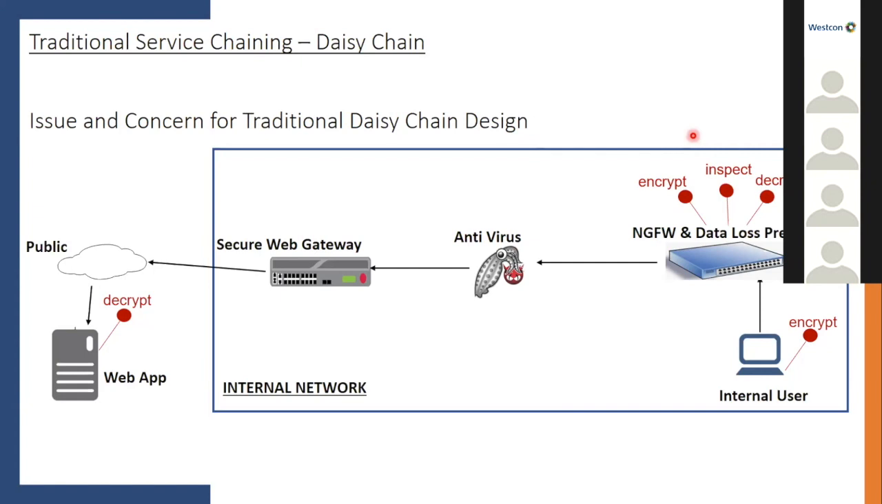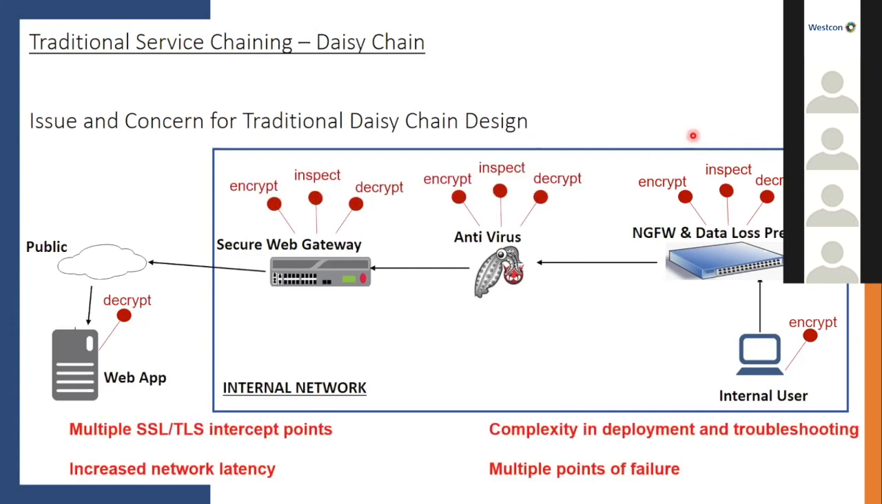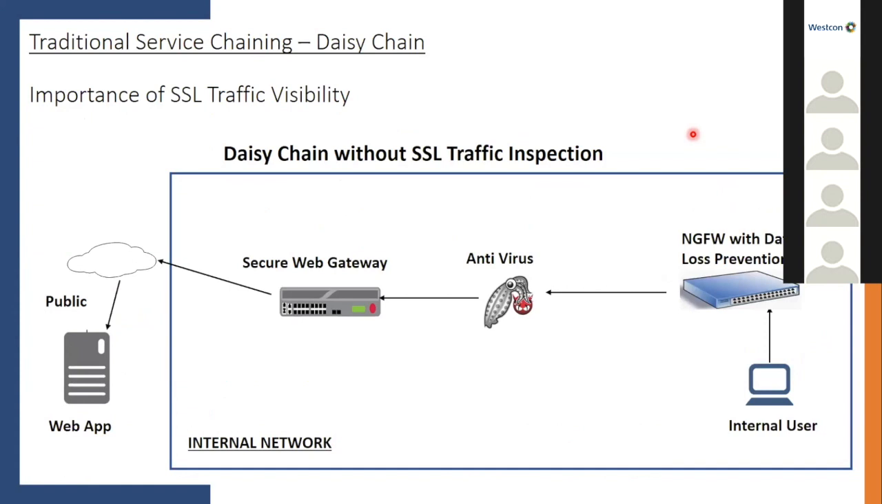First of all, you go through your next-gen firewall with DLP, and then with this traditional daisy chain, each device will do its own SSL inspection. And then lastly, you're back into the public. With this, you increase network latency, you have multiple SSL interception points and multiple points of failure, and of course you have a lot of complexity in deployment and troubleshooting.